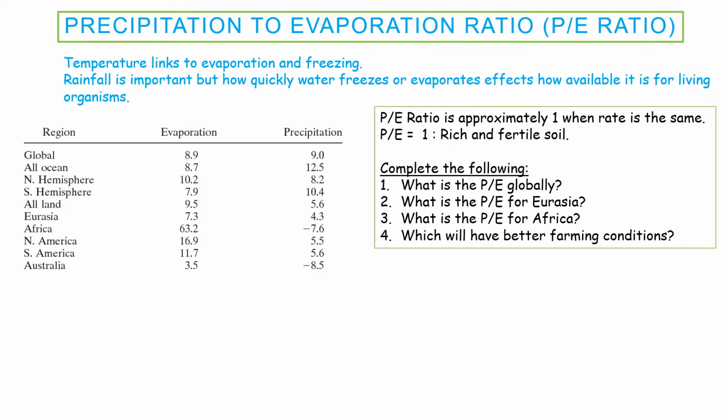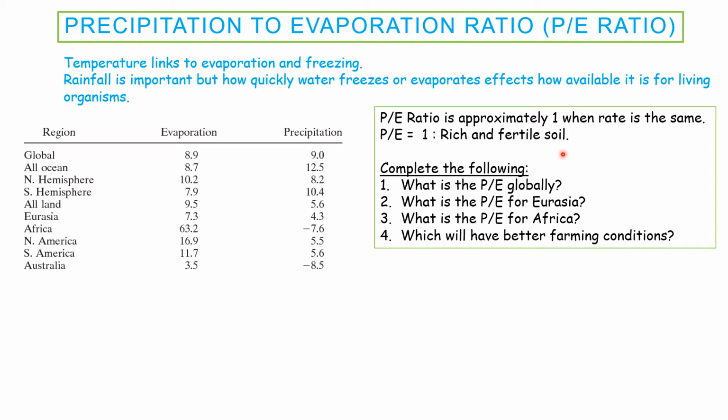So there is something called the precipitation to evaporation ratio. Now this is effectively one of the key things that you need to be thinking about, because it affects plant growth and productivity. So temperature, as you're aware, can cause evaporation, and it can also cause freezing. So if the temperature is high, you get more evaporation. If the temperature is lower, you get more either condensation or freezing of water into ice. And rainfall is important, but how quickly water freezes or evaporates will affect how available it is for living organisms.